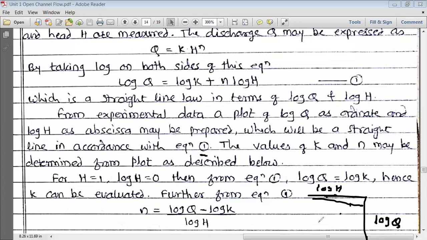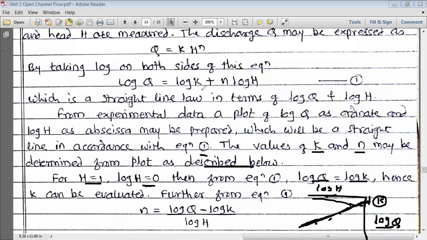When we plot the points, we get a straight line. The values of K and N may be determined from the plot as described below. The point where this line cuts the log Q axis is known as the value of K. For H equal to 1, log H is equal to 0. So on this line, log Q will become equal to log K. That is how we get this point.